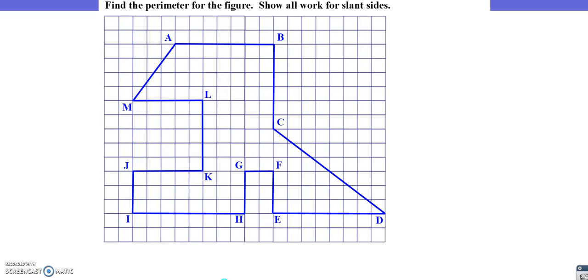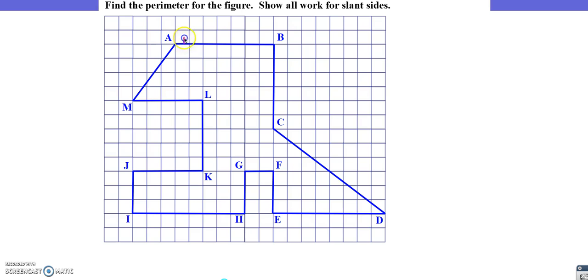Now we are going to find the perimeter of a more complex shape. So this just means that we have more sides and more pieces, but we're going to follow the same process. First thing you want to do is go in and determine the length of any horizontal or vertical sides. Remember, we cannot count how long a diagonal side is.